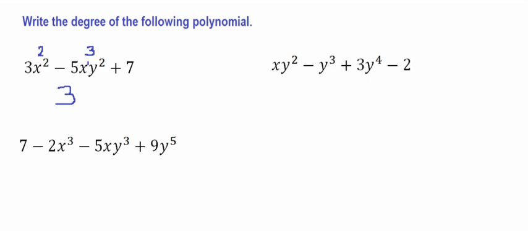Now we come to this. Here you can add the powers. Here this power 1 and power 2, so this is power 3. Here power 3 is there. Here power 4 is there. So 4 is the greatest. So the degree will be 4 here.